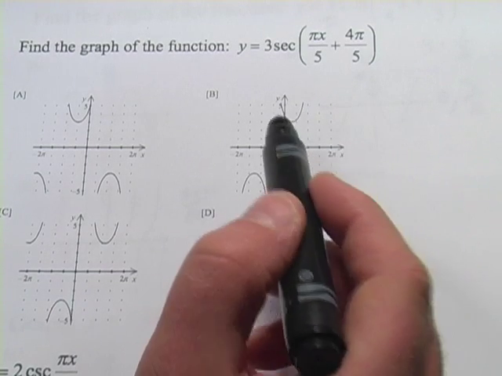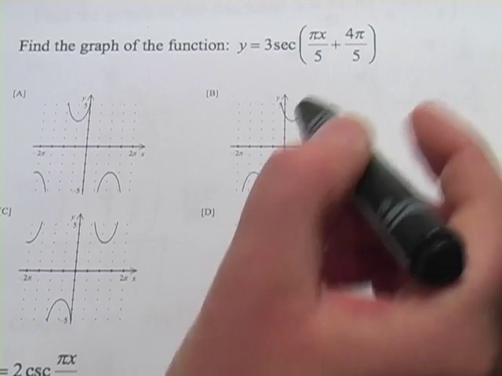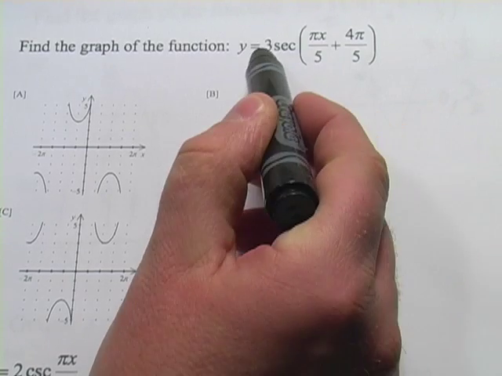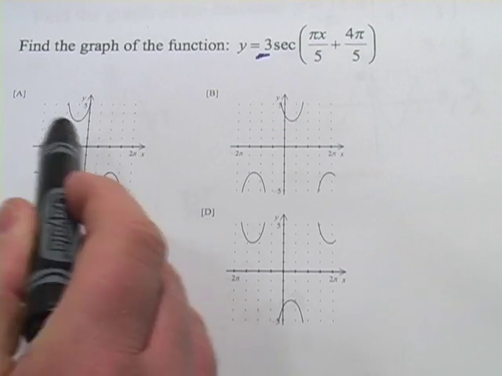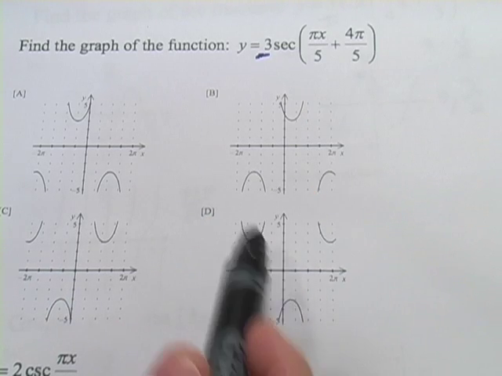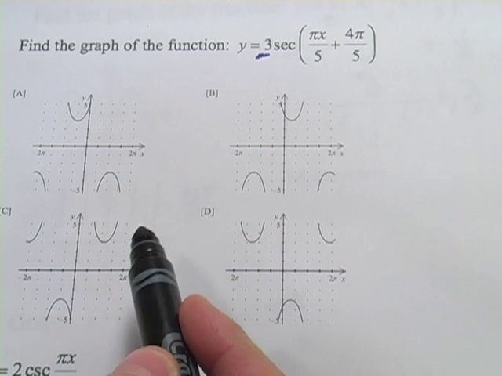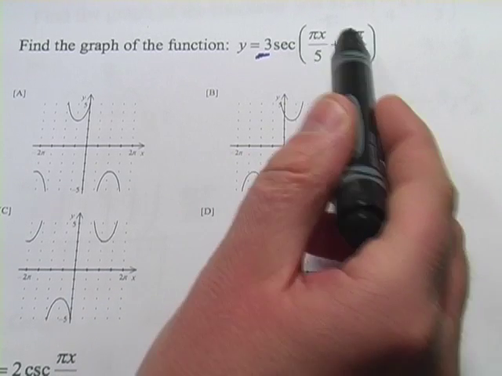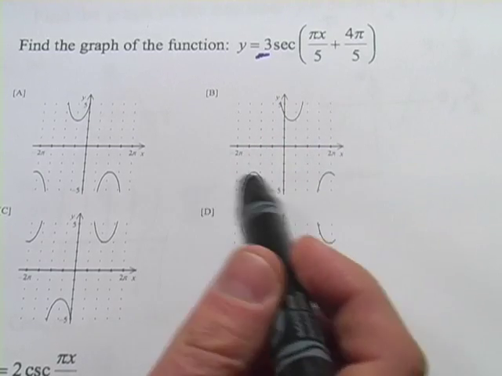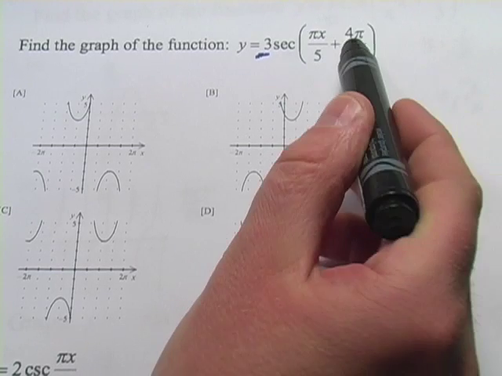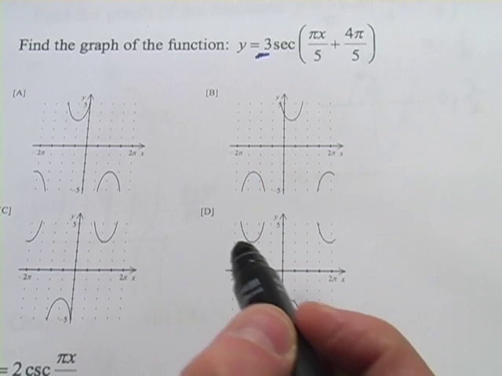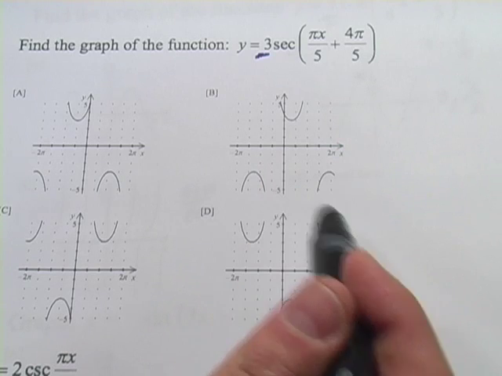So here we have y equals 3 times the secant of pi x over 5 plus 4 pi over 5. And we know, since we have this multiplier here, that the amplitude should be 3, and that doesn't actually help us. All of these come down to 3 and up to negative 3 on the vertexes of these little parabolas here. We've also got a multiplier on the x of pi over 5 that's a little bit less than 1. So we know this function is going to be stretched out a little bit. And then we've got a fairly big phase shift of almost a whole pi there, 4/5 pi. So it's a little tough to tell which one is going to be the right graph here.